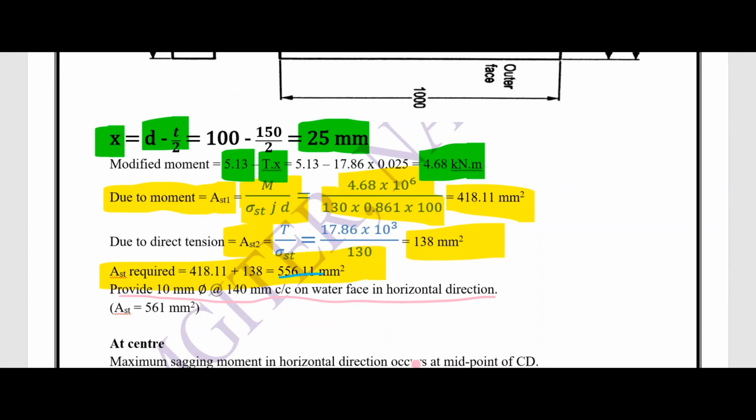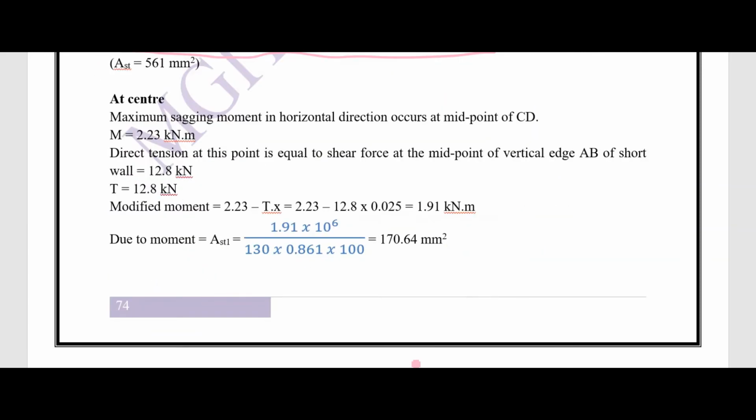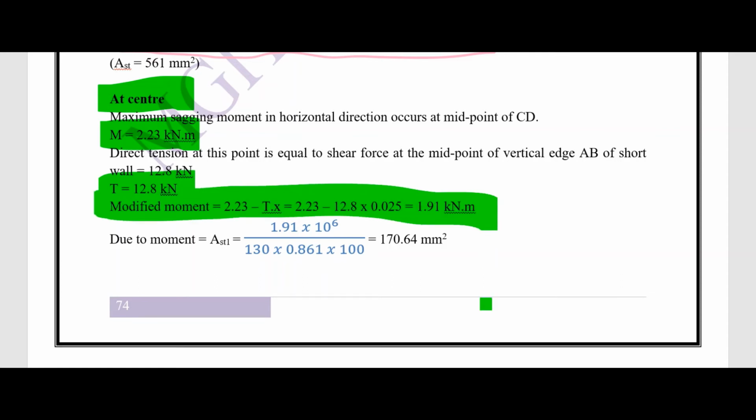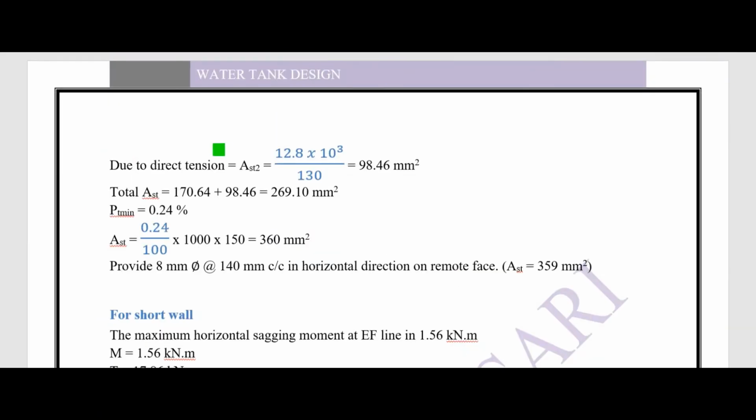Now we completed at the support. We are going to design at the center. So design at the center, moment is 2.23, and tension is 12.8. So the modified moment is 1.91. So due to moment AST1 is 170.64 mm square, as well as AST2 is 98.46 mm square. So total AST is 269.1 mm square.